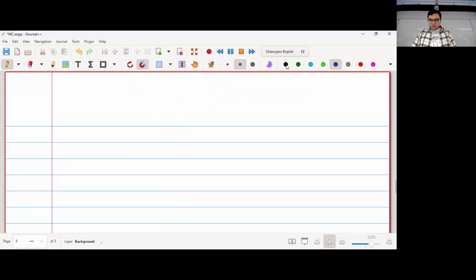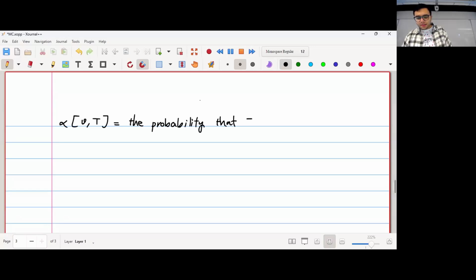So here's what I'm going to do. I'm going to define, again, I'm running out of names, so I'm going to just call it alpha. So I'm going to say alpha of V and T is going to be the probability that I reach T if I start my walk at V.